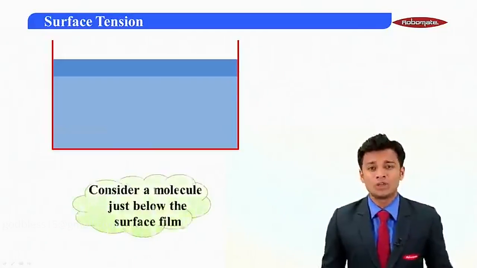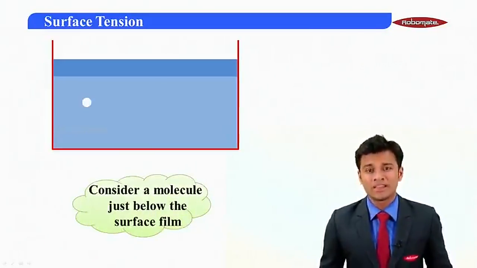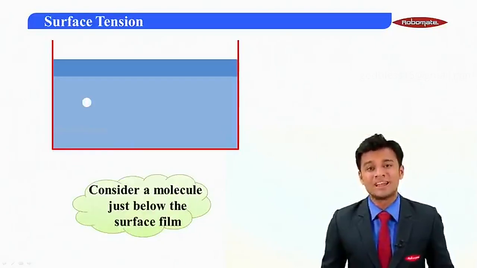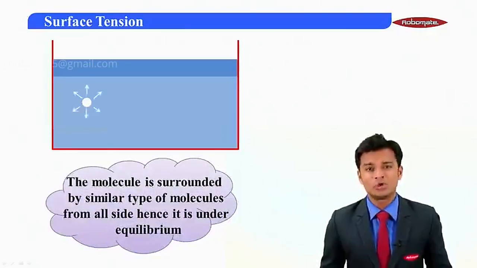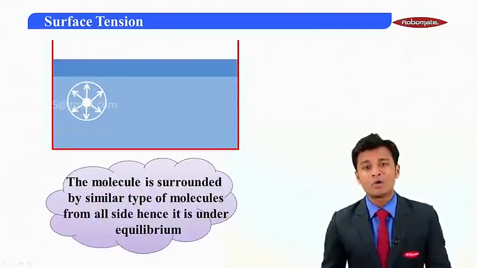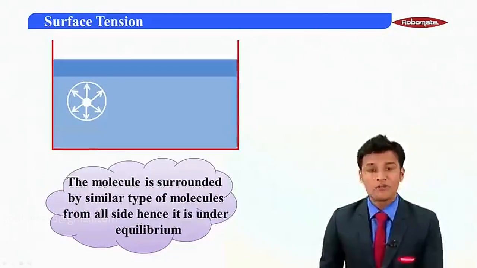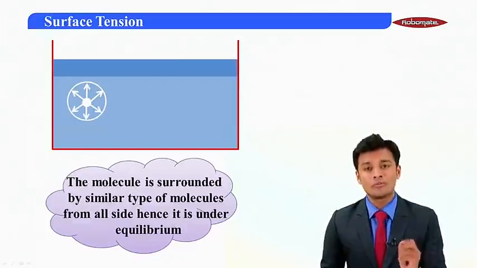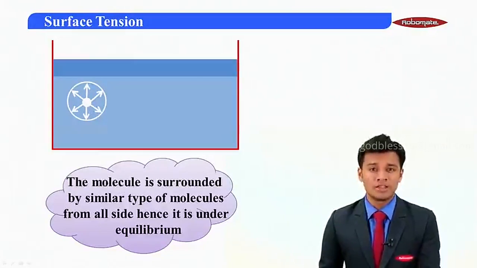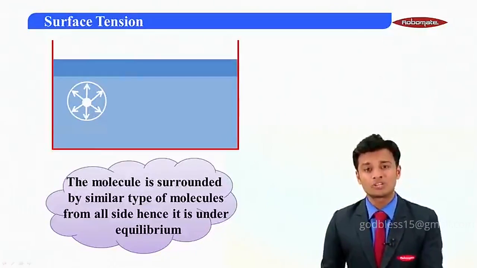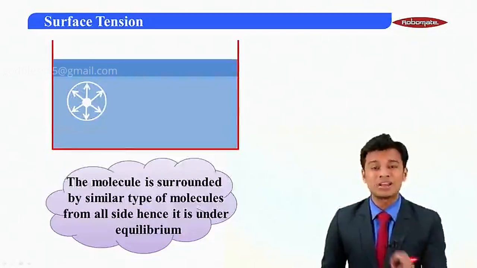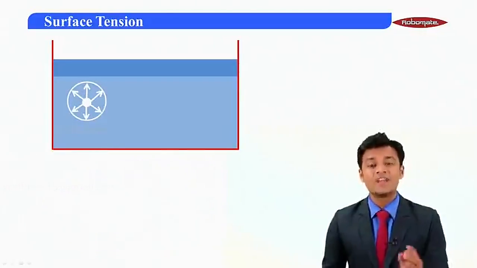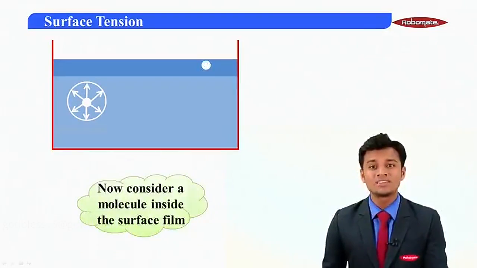Now if I consider a molecule of liquid well inside the bulk of the water, this molecule is surrounded by similar kinds of molecules from all the sides. So the amount of force experienced by this molecule in the downward direction is equal to the amount of force experienced by the same molecule in the upward direction. Similarly, the force in the leftward direction is equal to the force in the rightward direction as well. So this molecule is surrounded by similar molecules from all the sides, and hence the net force acting on this molecule is 0.